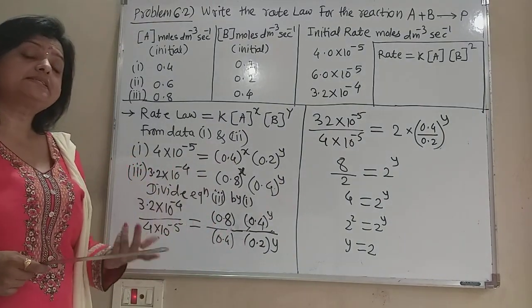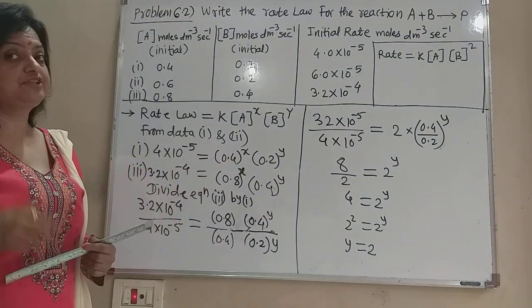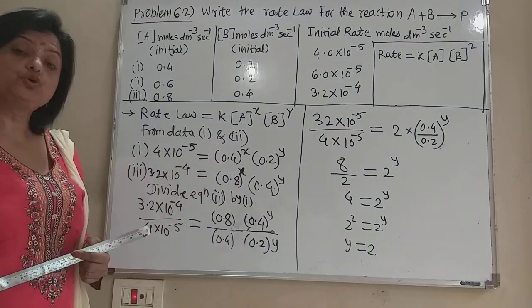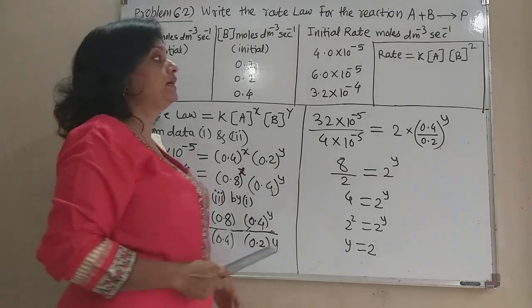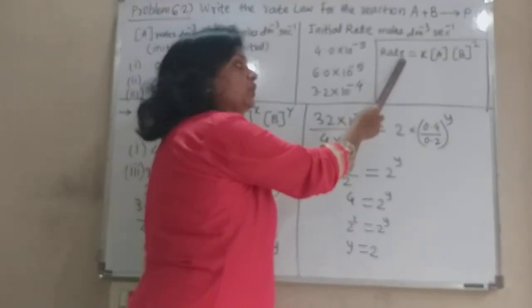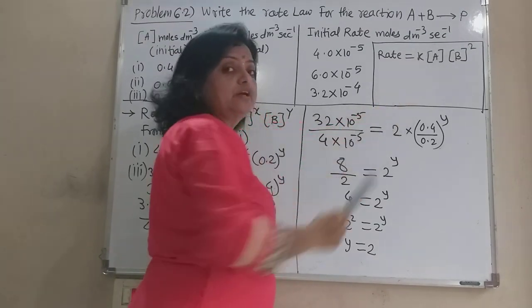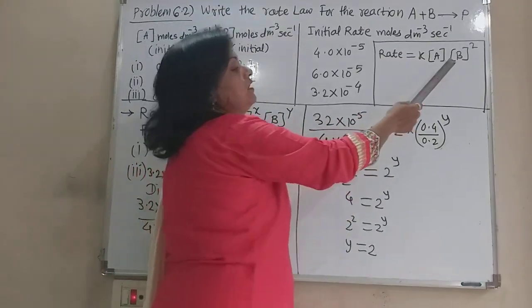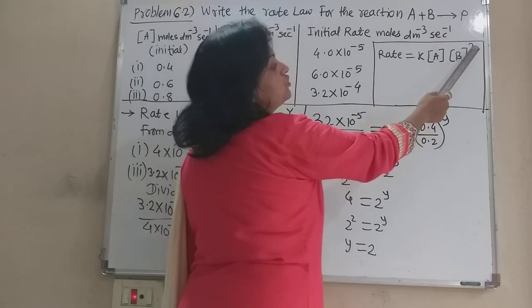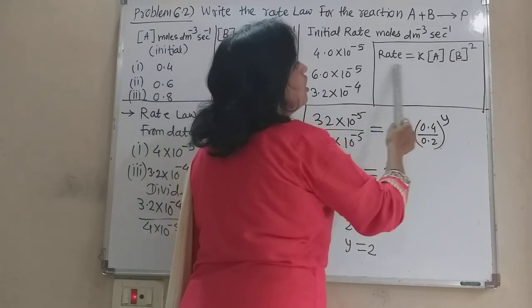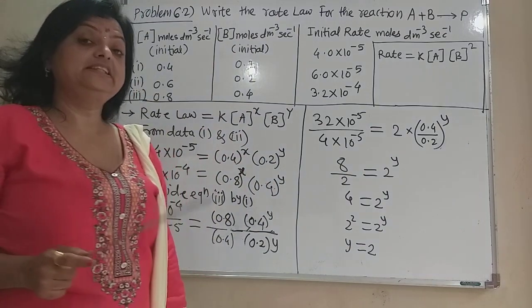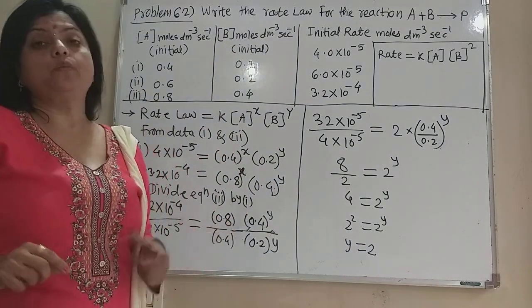Now we have obtained both power values: x is equal to 1 and y is equal to 2. Then our rate law becomes rate = k × [A] × [B]^2. Here x is 1, so it is not written. This is the rate law for this reaction. In this way we can solve the problem.